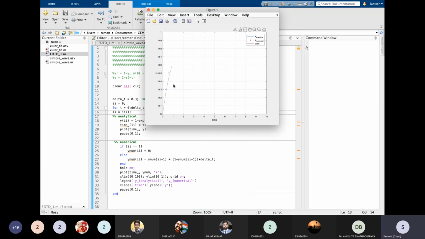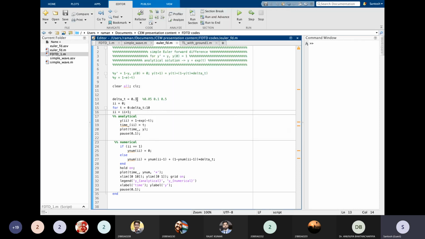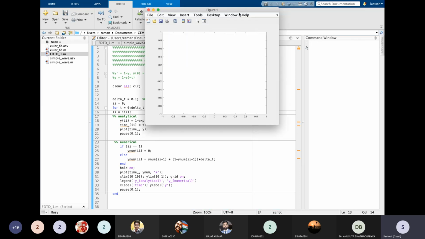At every time you get a new y, and so this is how you numerically solve a simple first order differential equation. And if I reduce the delta t to, let's say, 0.1, you're also able to see the plots, right? Yes, yes. So see, as you reduce the delta t, the matching becomes closer and closer, but it takes a longer time to get a solution.